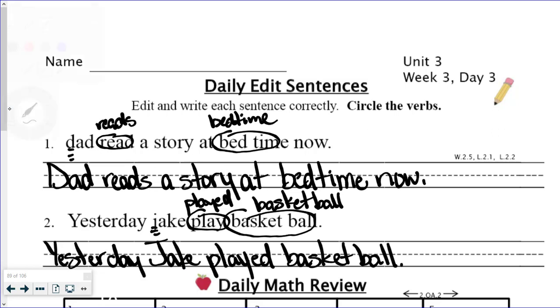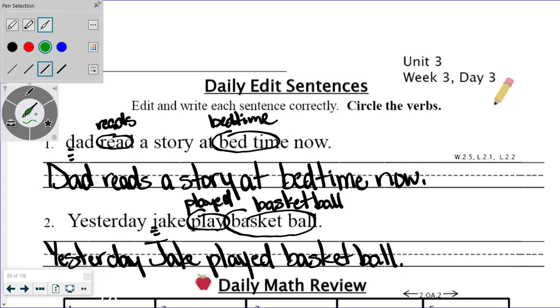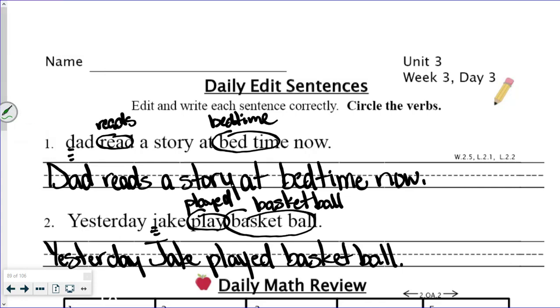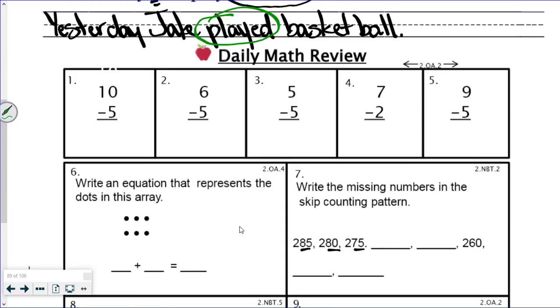So I'm going to switch colors. And we're going to look for verbs. Okay, so this sentence is about what Dad does. What does Dad do? Dad reads. Let's see. Yesterday Jake did something. What did Jake do? Jake played. On to the daily math review.